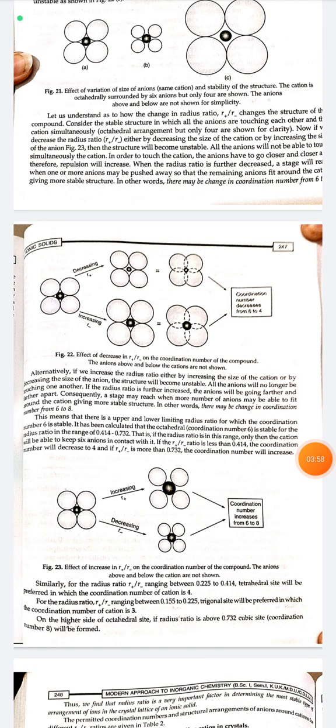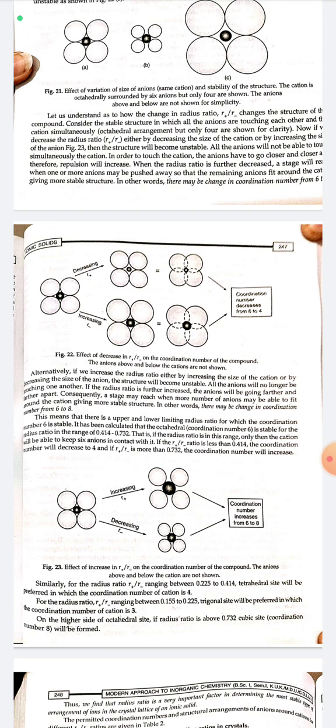Alternatively, if we increase the radius ratio, either by increasing the size of the cation or by decreasing the size of the anion, the structure will become unstable. All ions will no longer be touching one another. If the radius ratio is further increased, the ions will go further apart. Consequently, a stage may be reached when more anions may be able to fit around the cations, giving a more stable structure. In other words, there will be a change in coordination number from 6 to 8.